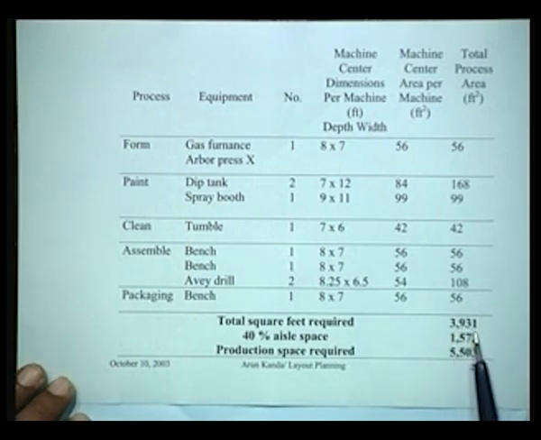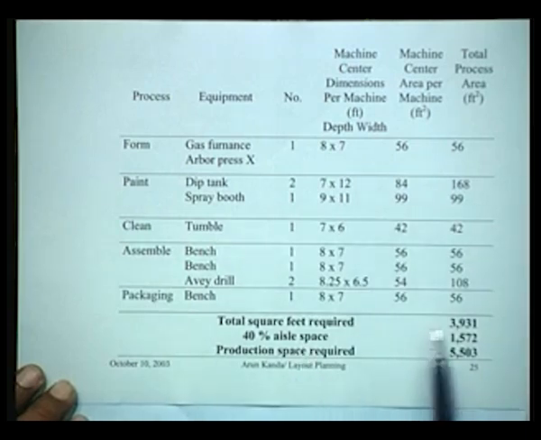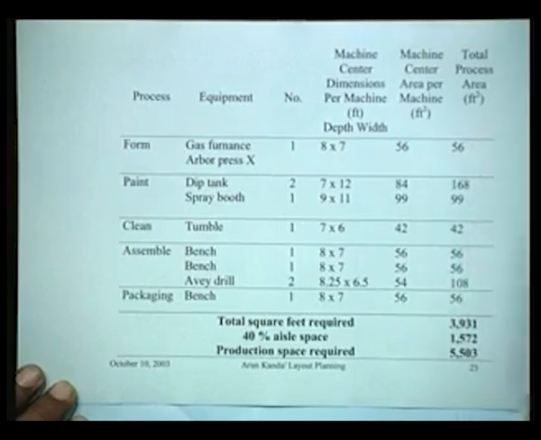only for the machines. So normal practice in factory design is to add 40% space for aisles, that is the movement within the department. So 40% aisle space of this, 40% of this is 1572. So the total production space required is 5503. That is how we calculated this space, and we also know the space requirement of individual departments as a consequence.